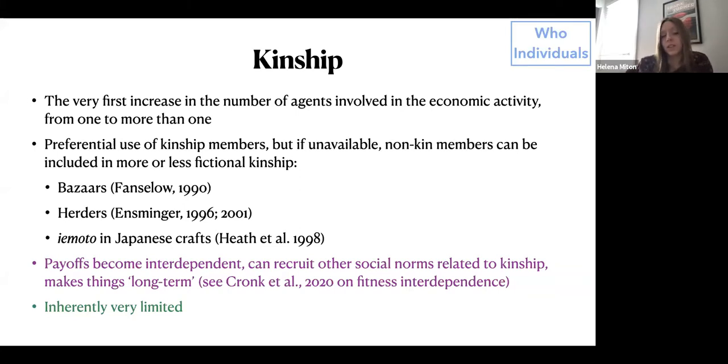And what's interesting is it basically makes payoffs become interdependent, and you can then also recruit other social norms that are related to kinship. So in that case, you're making the relationship a lot more long-term than it would be otherwise. But all that being said, it's a very limited way to expand your commercial activity, and it's not really going to be the kind of thing that is going to scale up very well.